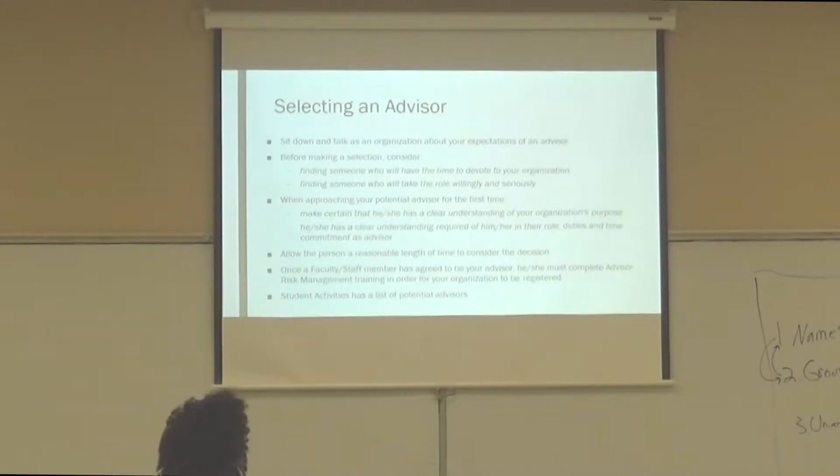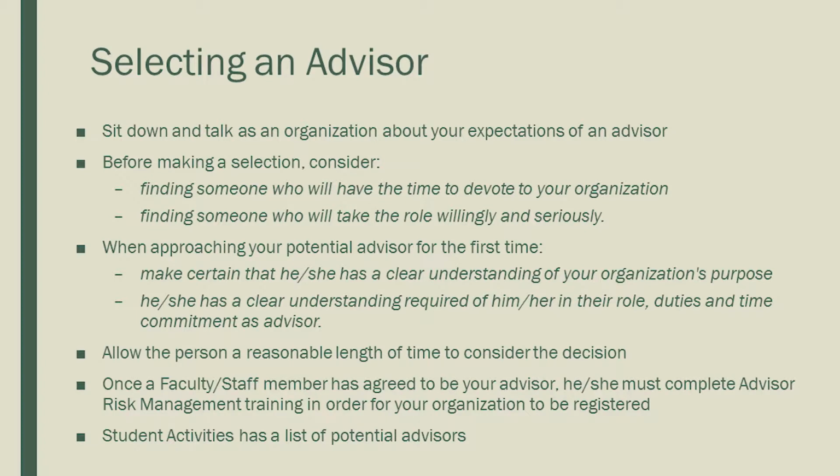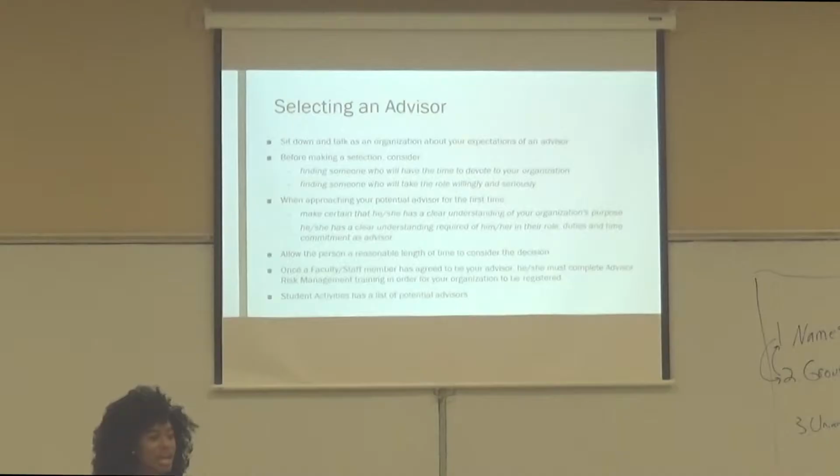And he or she has a clear understanding of what is required of them in their role, duties and time commitment as an advisor. That goes along with the expectations that we spoke about earlier. Allow the person a reasonable length of time to consider the decision. Whenever you are considering having a secondary advisor, give them enough time to think about it. They might be doing research or be involved in other things on campus, so they want to make sure that they have enough time, right? After you have that one-on-one conversation about expectations, give them their space so that they can figure out whether it is something that they want to get into or not.